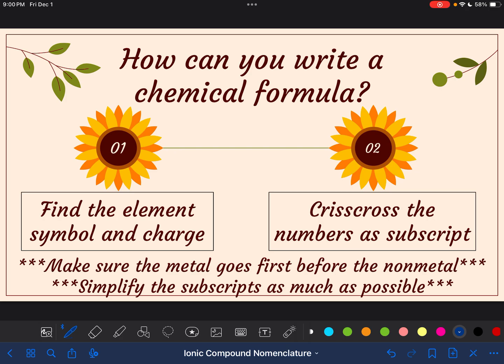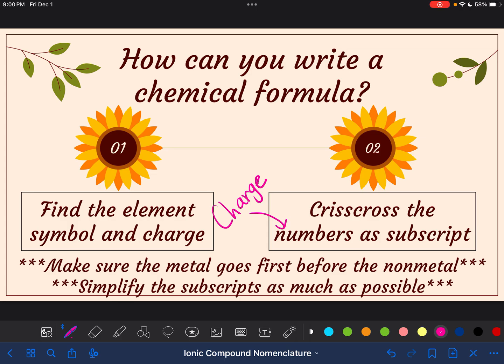Number 2, crisscross the numbers as subscripts. The numbers I'm talking about are the charges. But I'll explain more about why I said just a number, not any sign, not writing the word charge.